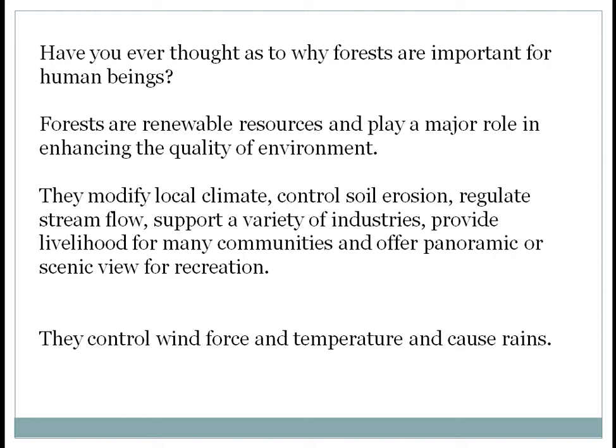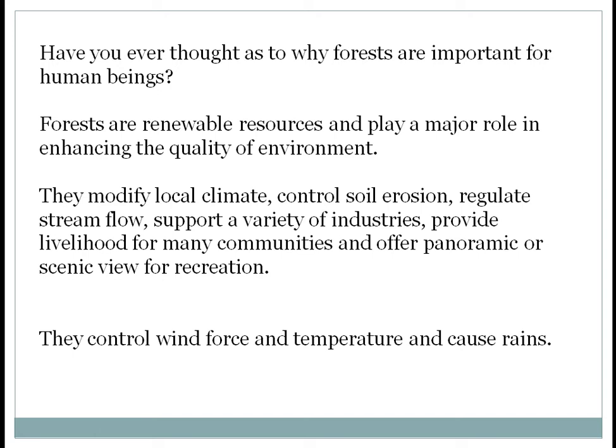Have you ever thought as to why forests are important for human beings? So here a very good and value-based question can be asked to you: what are the importance and significance of forest in our day-to-day life? So this chapter is basically focused on one thing only: the conservation of flora and fauna.